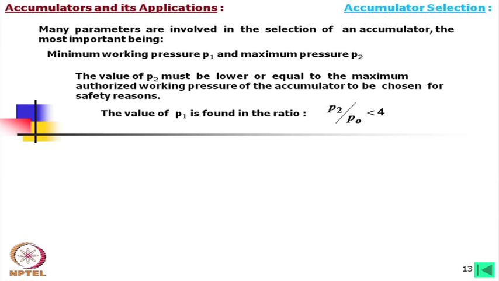The value of P 1 is found in the ratio P 2 by P 0 being less than 4. Normally, P 0 is the charge pressure, P 1 and P 2 are the working pressures of the system, minimum and maximum. P 1 is the minimum, P 2 is the maximum, where P 0 is the charge pressure, and usually P 2 by P 0 is less than 4. You see, look into this value.